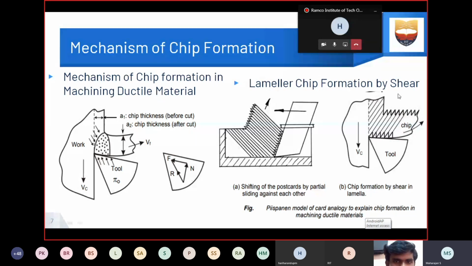And another one, lamellar chip formation by shear. This is the cardboard method. It is explained by the scientist Bisbenen model, a card analogy to explain chip formation in machining ductile material. Nowadays we talk about additive manufacturing, layer by layer. Machining is also the same: layer by layer formation takes place when we go for a machining operation. So, next chapter.